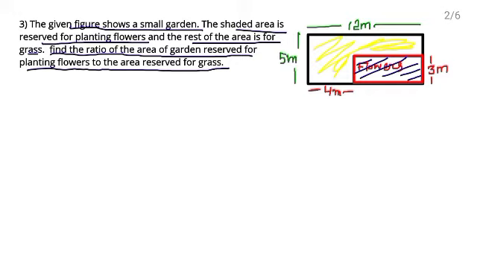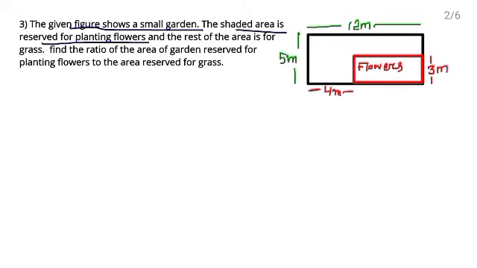Okay. Then they said find the ratio of the area of the garden reserved for planting flowers to the area reserved for grass. Students, for this first of all you will find the area of this small rectangle, and this larger rectangle. So let's check how we will do this. In this larger rectangle we have length and breadth. So in the first part I am finding the area of the larger rectangle.